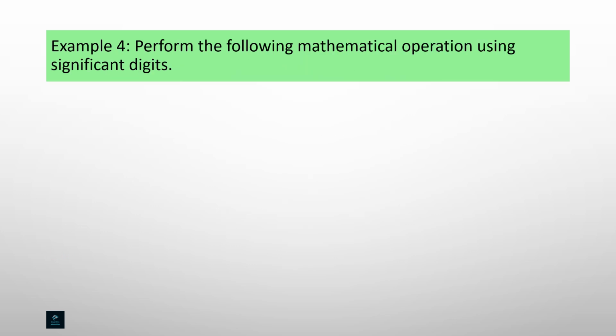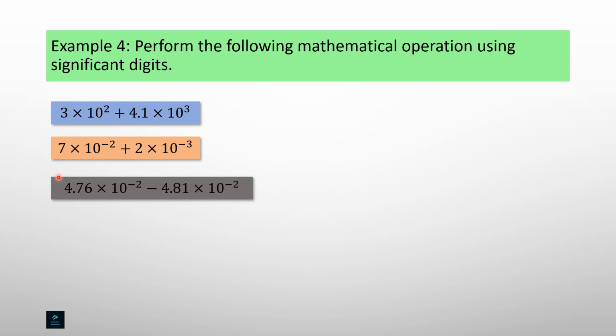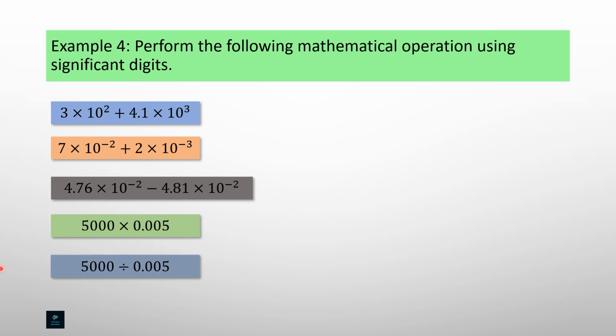In this problem, we are required to evaluate few expressions using significant digits. The first expression is 3 times 10 to the power 2 plus 4.1 times 10 to the power 3. The next expression is 7 times 10 to the power minus 2 plus 2 times 10 to the power minus 3. The third is 4.76 times 10 to the power minus 2 minus 4.81 times 10 to the power minus 2. The fourth is 5000 times 0.005 and the fifth is 5000 divided by 0.005.